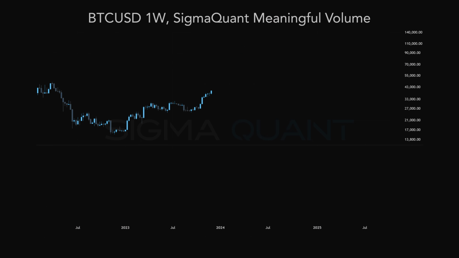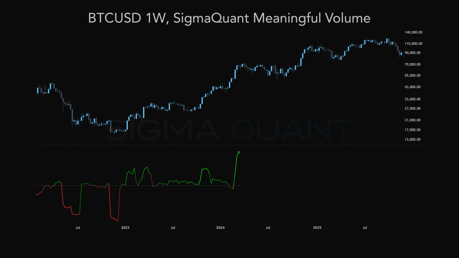Most traders use traditional volume. The problem is that raw volume doesn't tell you anything about dominance. It tells you how much was traded, but not who won the battle. Meaningful volume solves that by measuring absorptive volume, the part of trading activity that actually pushes price through liquidity layers.